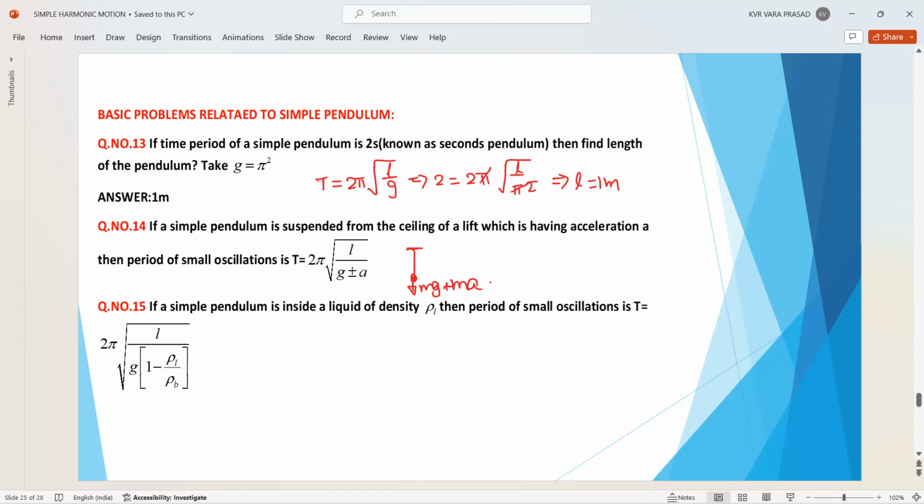A simple pendulum is inside a liquid of density rho L. Then period of small oscillations is, see how to get it. Let us make a diagram here. So taking a simple pendulum, let us displace through some angle theta.